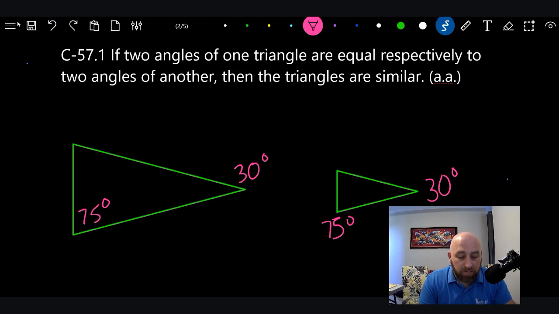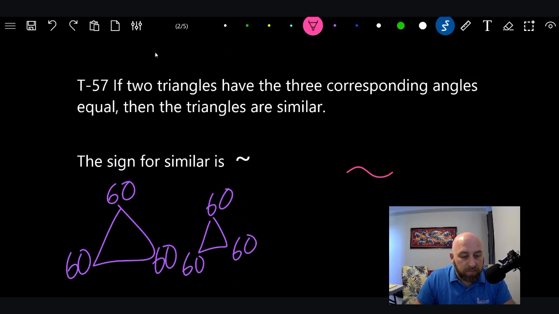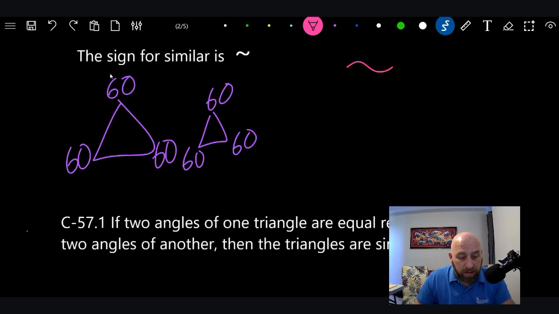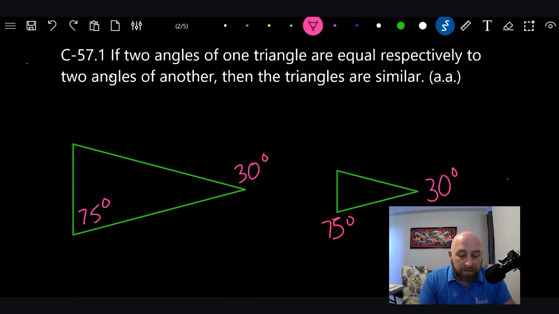Because we have two angles, we don't need the third angle. You say, well, why not? I thought that the theorem said, if you go back up here to the theorem, it says if two triangles have three corresponding angles equal. Well, hold on a second. If we look at this, how many degrees are there in a triangle? Well, there's 180 degrees total in both of these triangles.